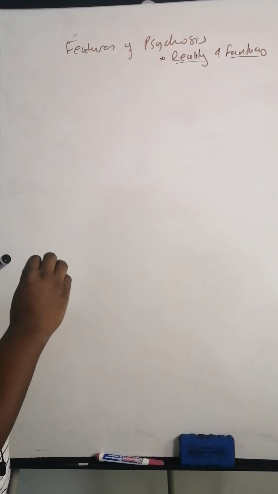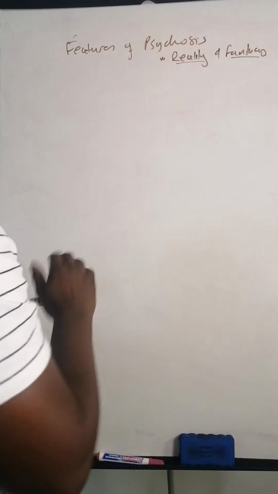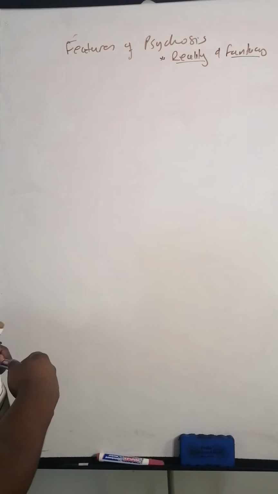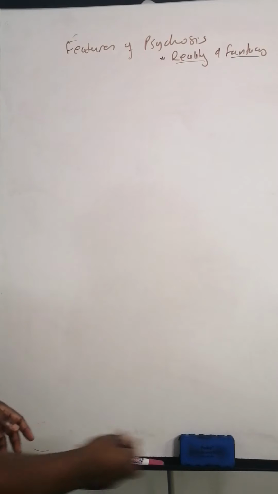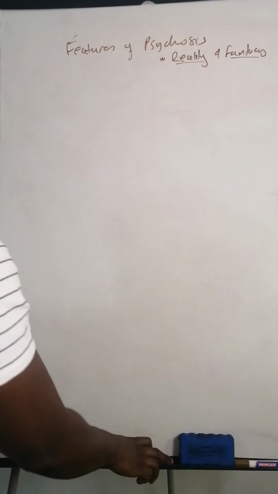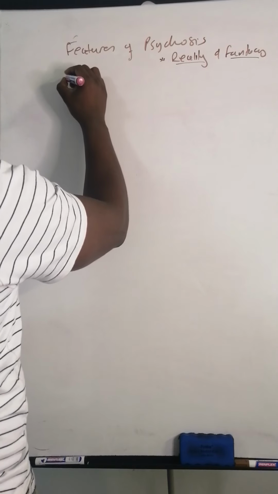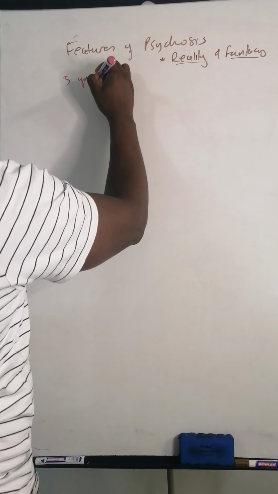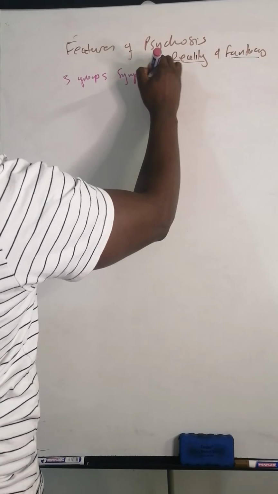I know there are definitions that are even half a page long, but just to make things very simple, that's the definition that we're going to be using. So what features must a patient have in order for us to say this person has lost touch with reality? There are three categories or three groups of these symptoms or signs.